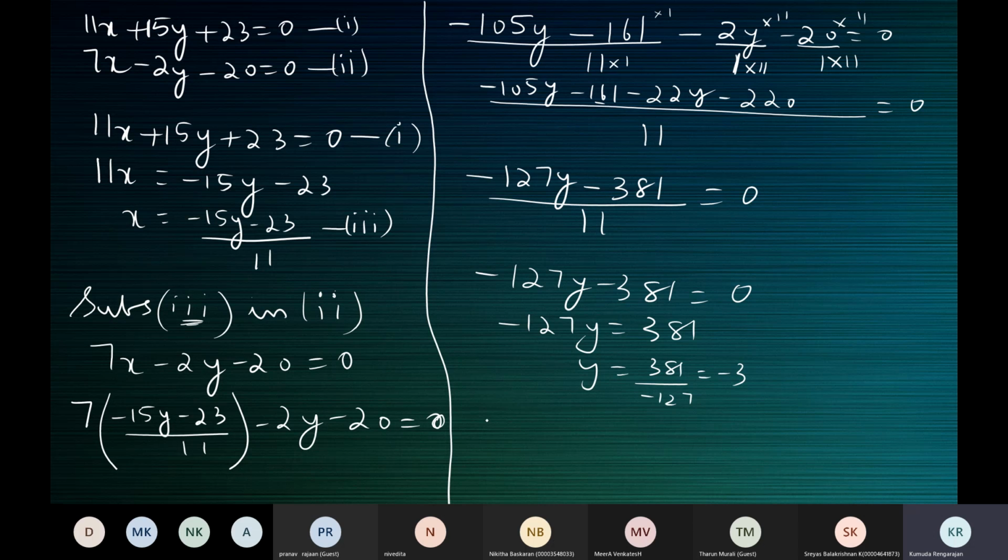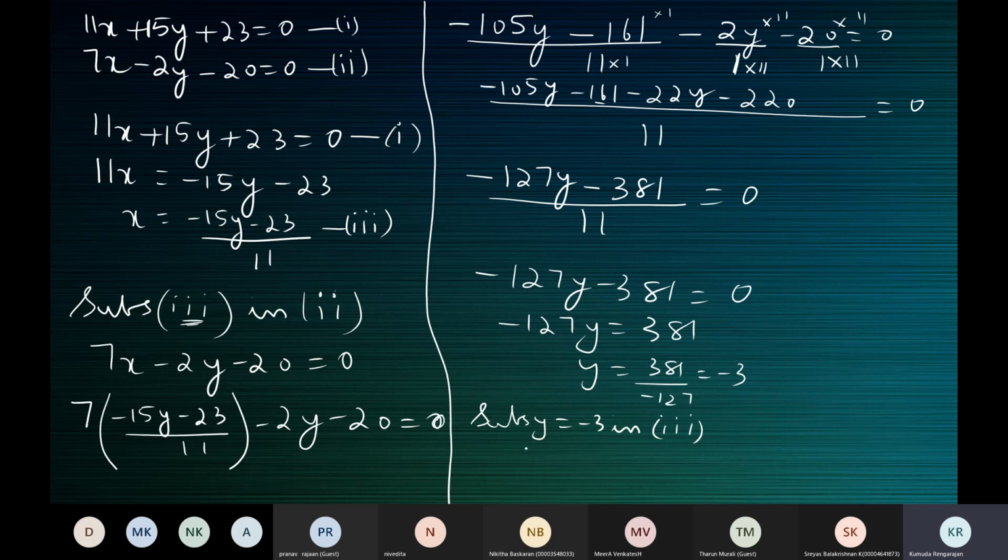Okay. Now tell me, where will you substitute y? Substitute y is equal to minus 3 in which one? In 1, 2 or 3? 3, ma'am. In 3. Who said that? Tarun, ma'am. Tarun. Very good. In 3. Substitute y is equal to minus 3 in 3. Can you do it in 1 or 2, Tarun? Yes, ma'am. Yeah, you can. You can do it in 1 or 2. You will get the same answer.